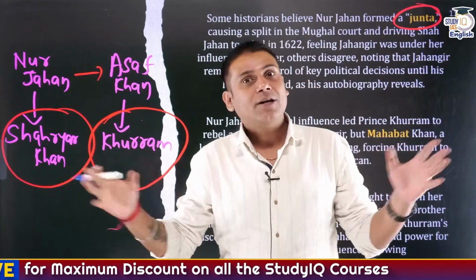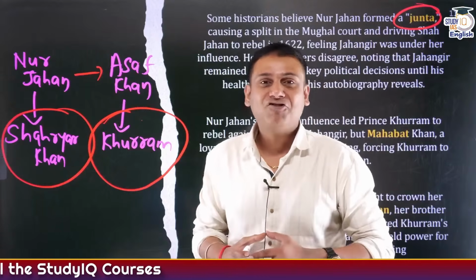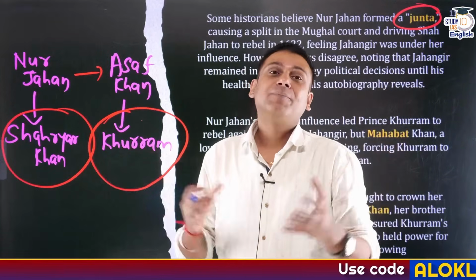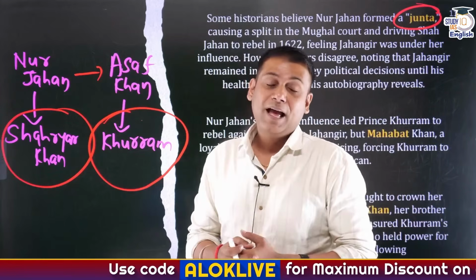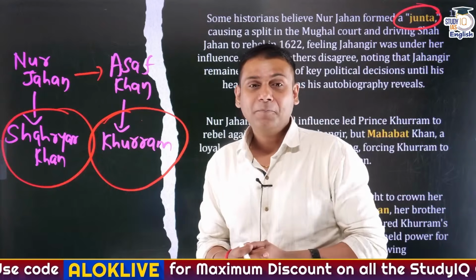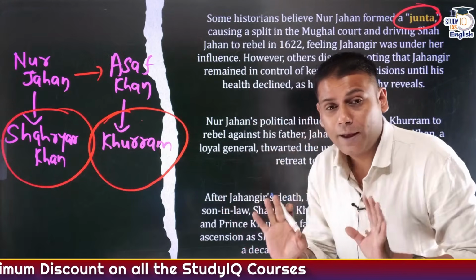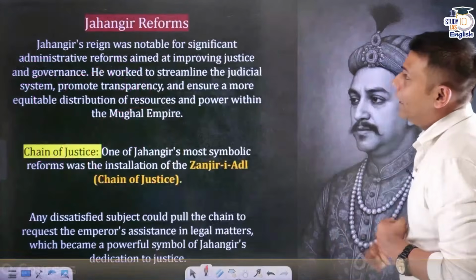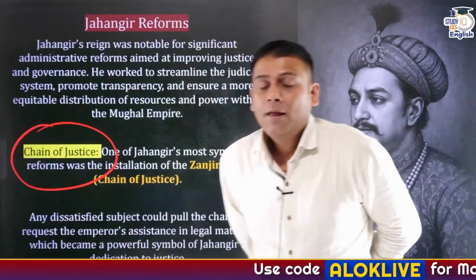The reign of Shah Jahan is also referred to as the Golden Age of Mughal architecture. The finest examples are the Taj Mahal, the Red Fort, Moti Masjid, and so on. Hope you understood things. Okay? Now let's go for the factual part. Like Jahangir's reforms, I'll talk about the chain of justice system.